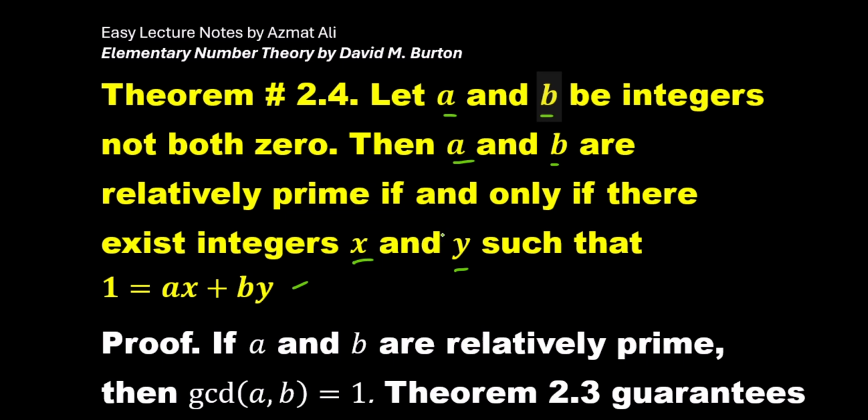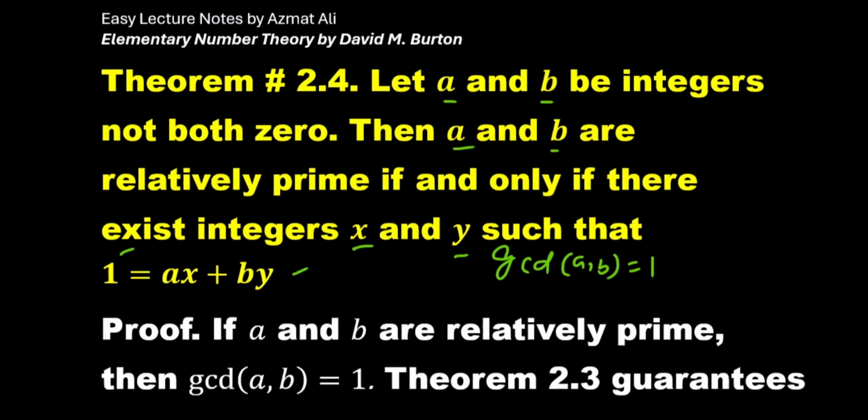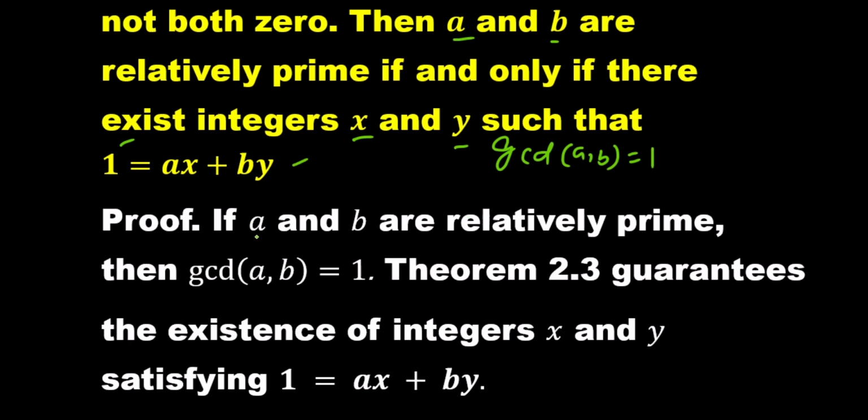So here, because integers a and b are relatively prime, by definition their GCD is equal to 1. So we can express 1 as a linear combination of these. So this is the necessary and sufficient condition that we have to prove here. Firstly, we suppose that a and b are relatively prime, so the GCD is equal to 1. We will show that 1 can be written as a linear combination of a and b. Theorem 2.3 guarantees the existence of integers x and y satisfying 1 is equal to ax plus by.